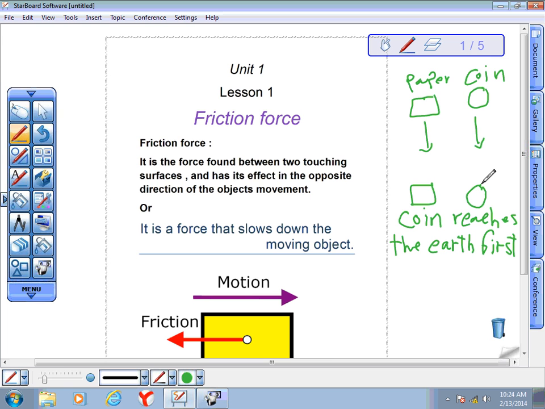We can make another activity by bringing a small rubber ball and letting it roll on the sandy floor of the playground and then on the smooth floor of the classroom. So, in which case does the ball move a longer distance and why? Try to understand it.